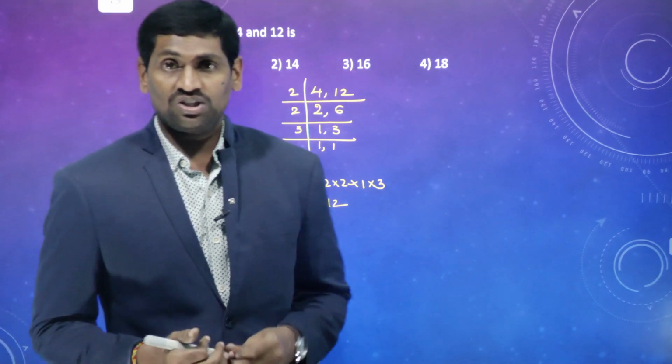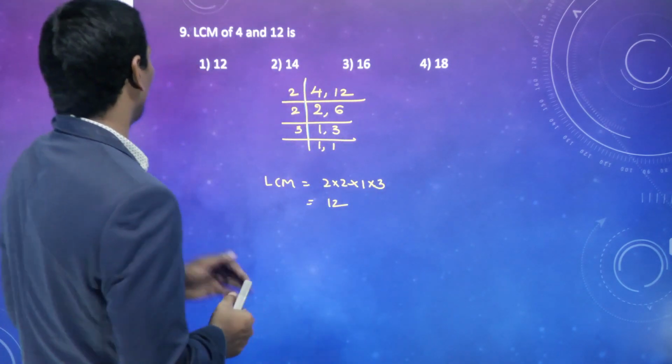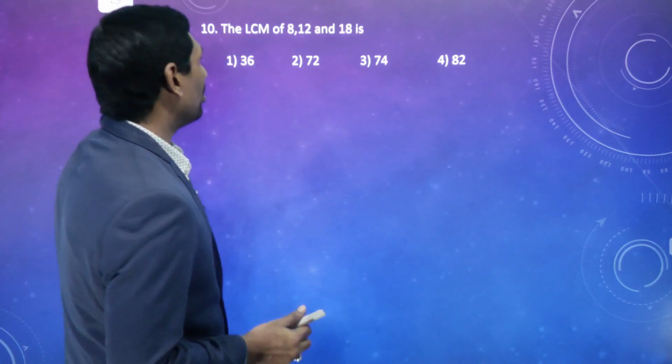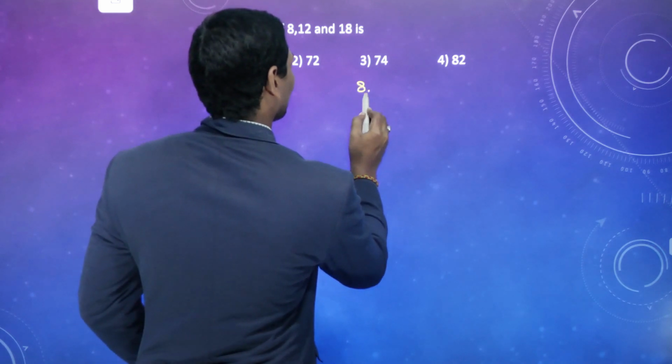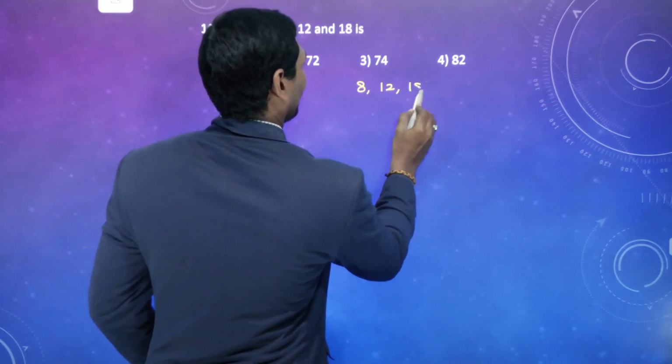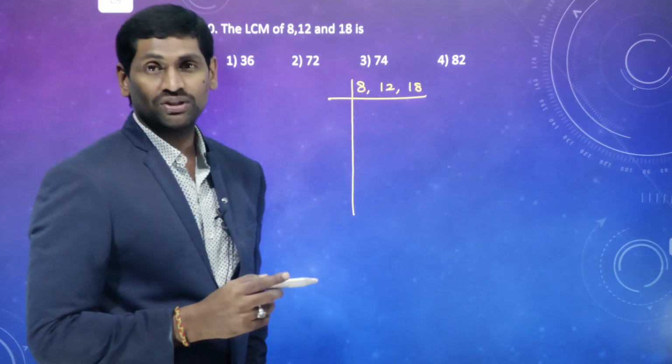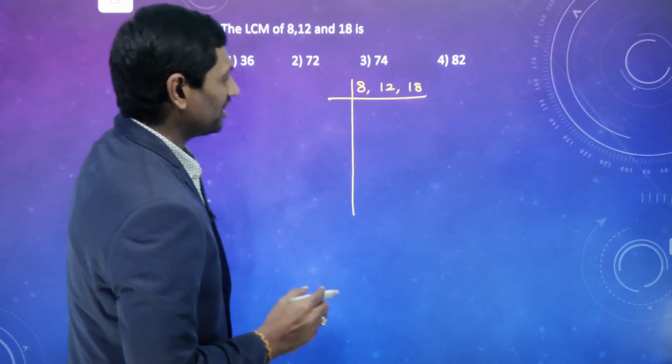Right. So let us move on to the next problem. Problem number 10. The LCM of 8, 12 and 18. Least common multiple. Continue method or division method, I am taking here.